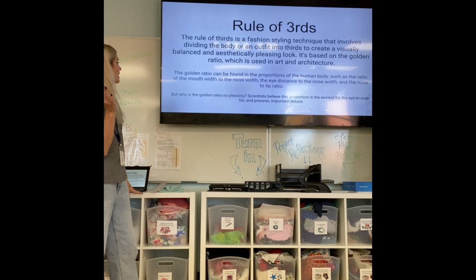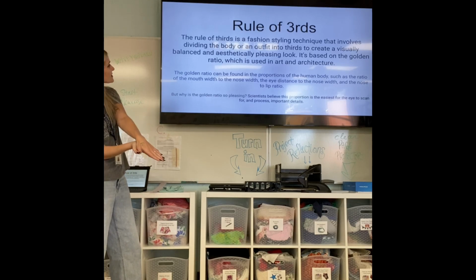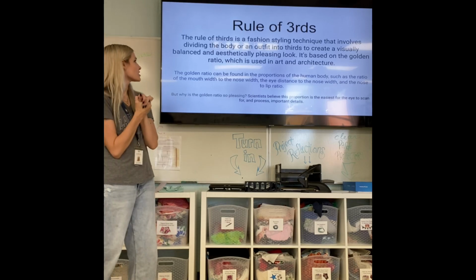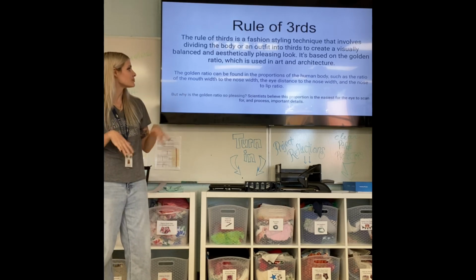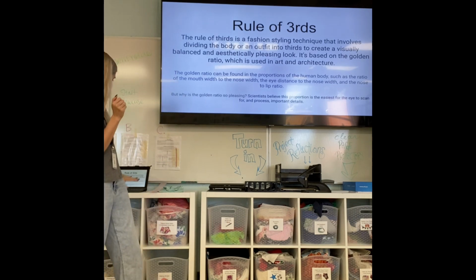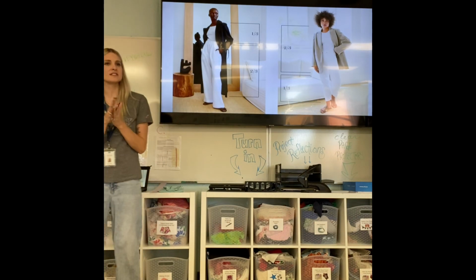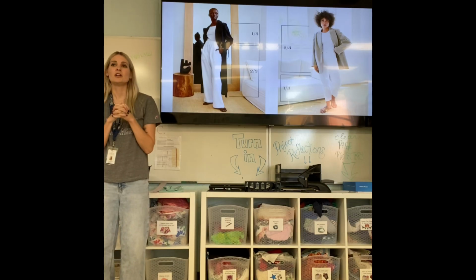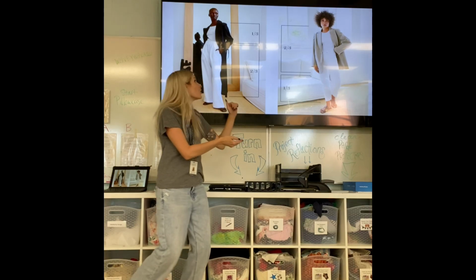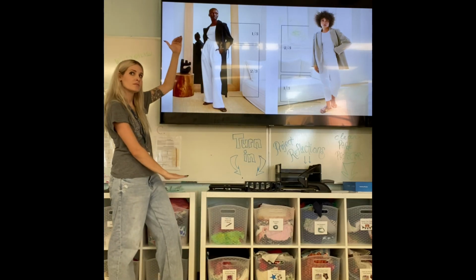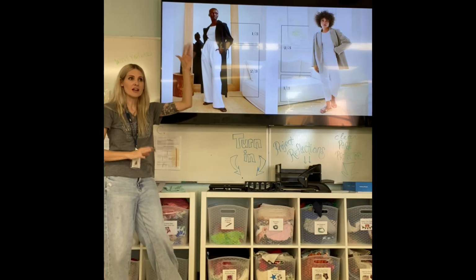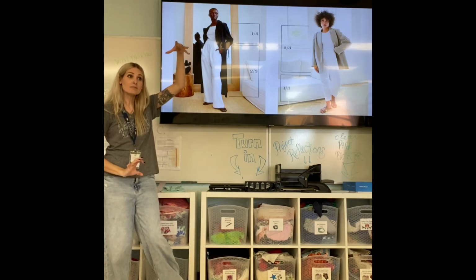Okay, so rule of thirds with fashion. It's a styling technique that divides the body or an outfit into thirds, creating a visually balanced and aesthetically pleasing look. It's based on the golden ratio, and we just talked about all that. Here are some outfits with thirds. You can play up heavy thirds on the top and 1/3 on the bottom, or a small third on the top and a longer 2/3 on the bottom, or you can mix and match and have two different proportions going at the same time.